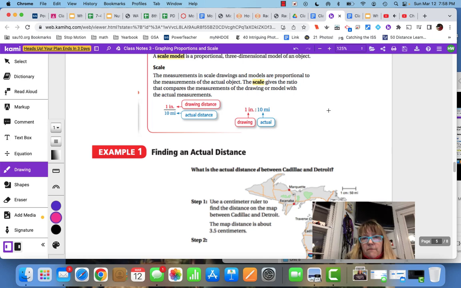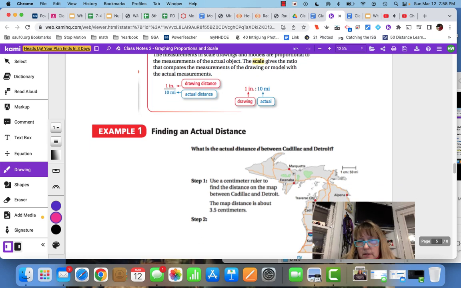If you have a scale, you'll see it at the bottom of a map like this. This shows 1 centimeter to 50 miles. So that is a scale. And scale is always the model or the drawing over the actual.